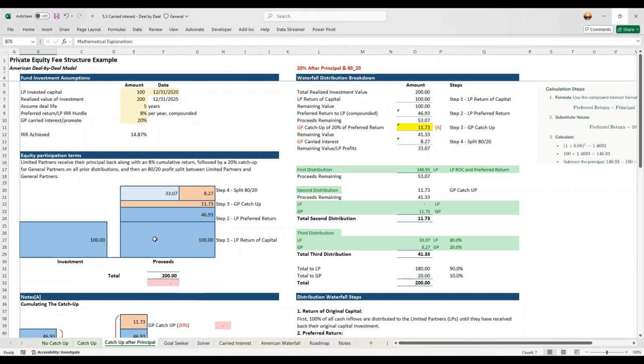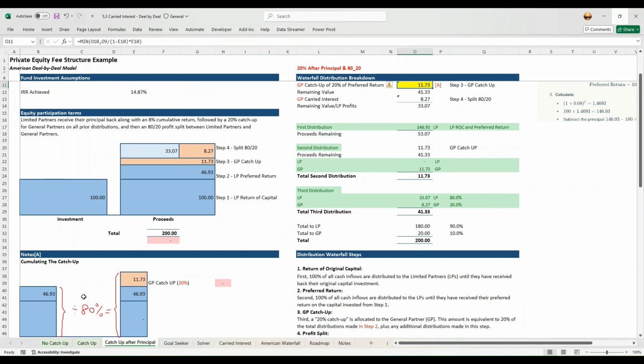And in this video, we're going to walk through the situation that the GP only catches up on the preferred return without the catch up on any return of capital. So still the same base case scenario, the same investment assumption, and we have the same calculation here. We still have step one to do the return of capital, and step two to calculate the preferred return. The only difference here is in step three, the GP catch up is only on the preferred return. So in our little visual here, we will not show this $100 anymore.